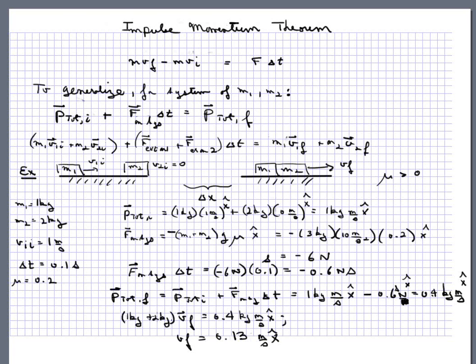And we can then say that the final momentum, which is 3 kilograms times v sub f, is 0.4 kilogram meters per second in the x direction. And we can simply solve for v sub f by dividing both sides by 3 kilograms. And what we conclude from the impulse momentum theorem is that this final velocity of these two masses sticking together 0.1 seconds after the collision is 0.13 meters per second x hat. In other words, 0.13 meters per second in the positive x direction.